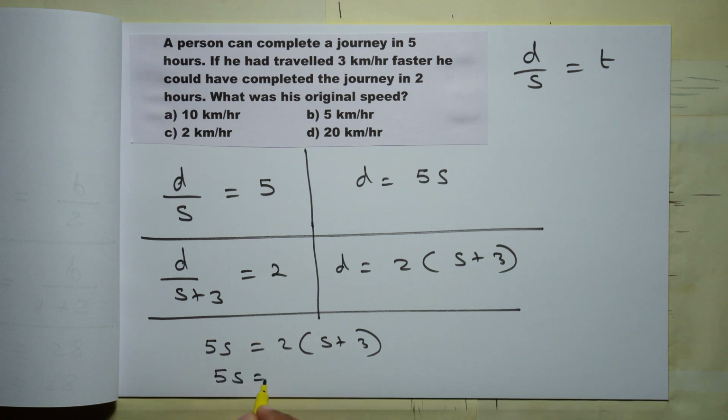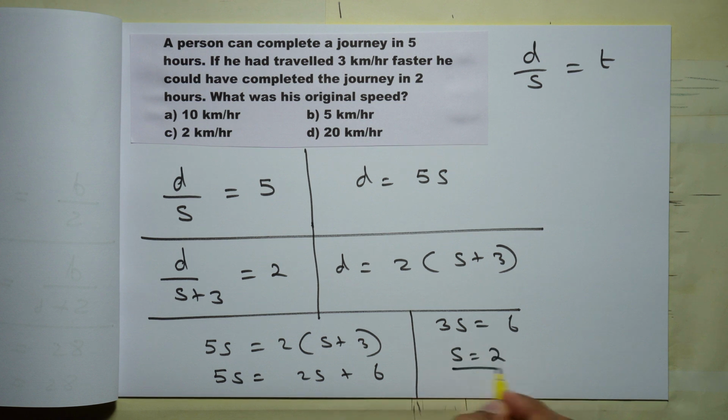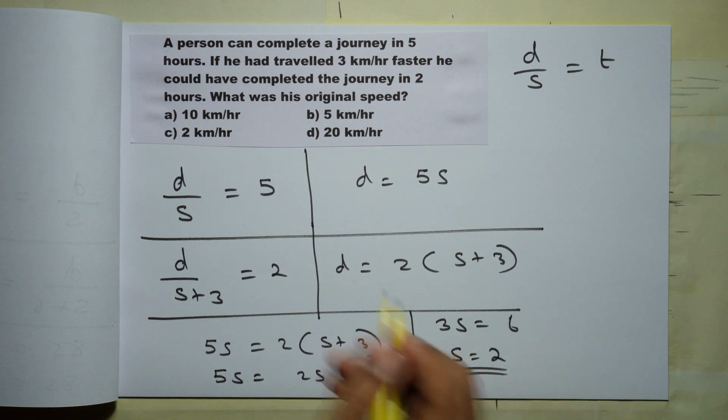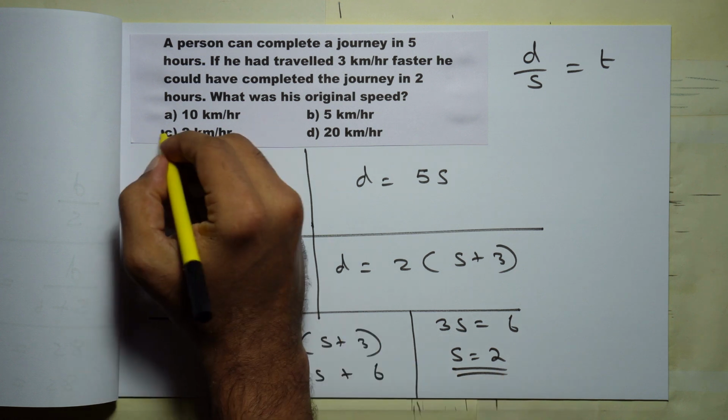So 5s is equal to 2s plus 6. So I'll just bring to this side. So you will get 3s is equal to 6 or s is equal to 2. And s is the speed. So what was the original speed? That is s is equal to 2 kilometers per hour, option C.